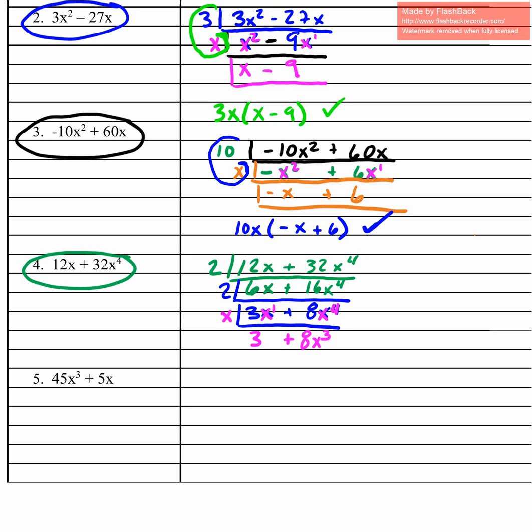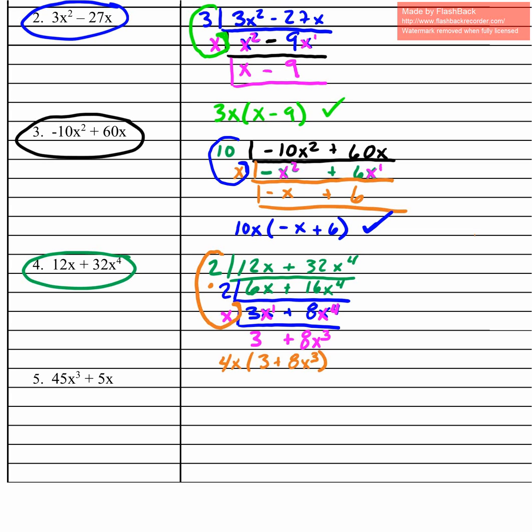And so that is it. Right here, I multiply out my GCF. So 2 times 2 is 4, times 1 is 4x. And then we're going to put our leftover inside our parentheses.